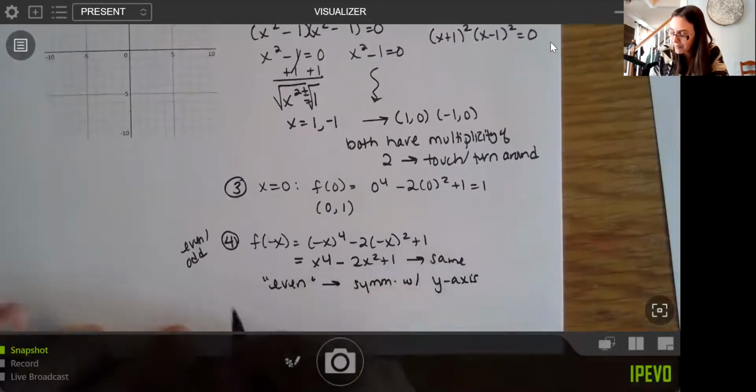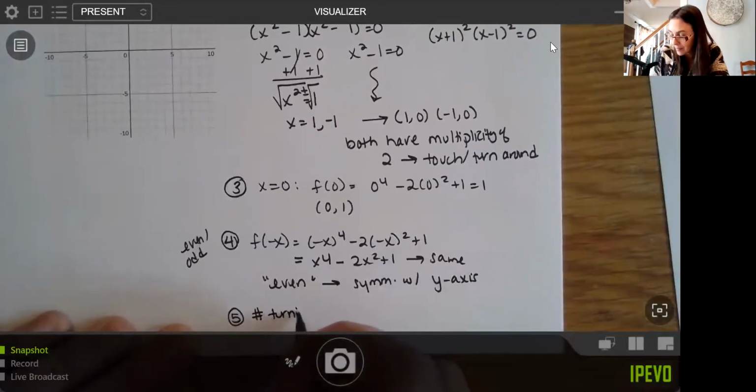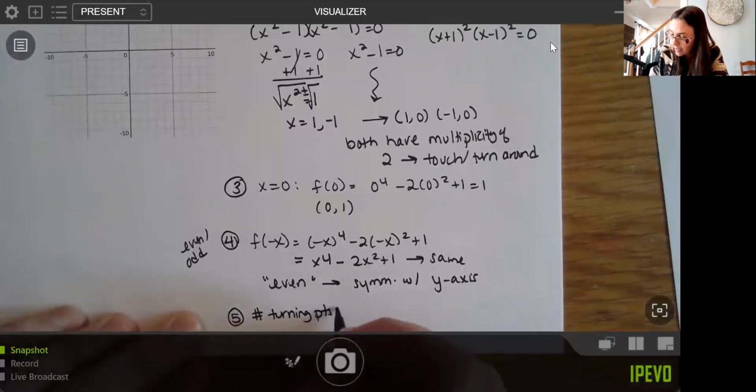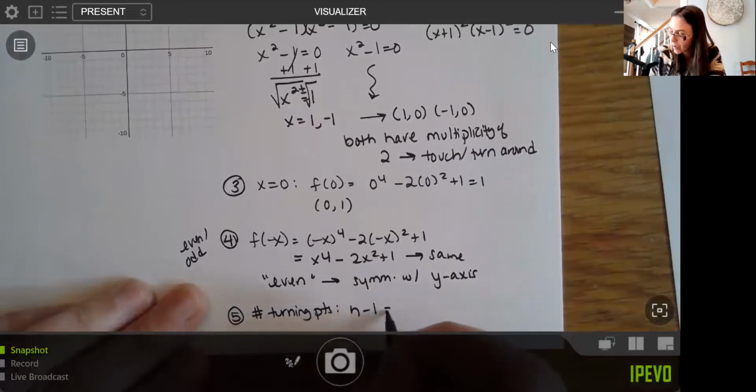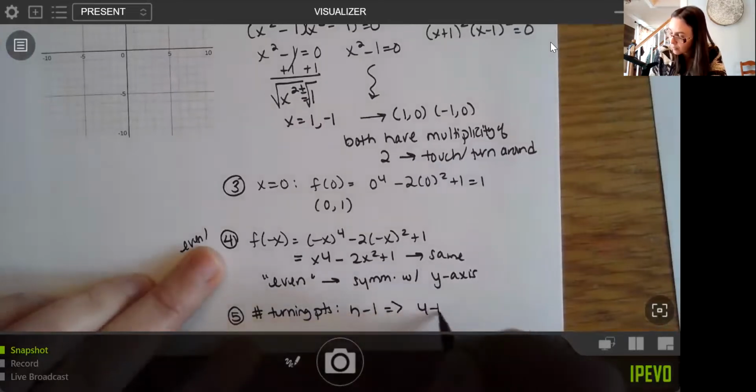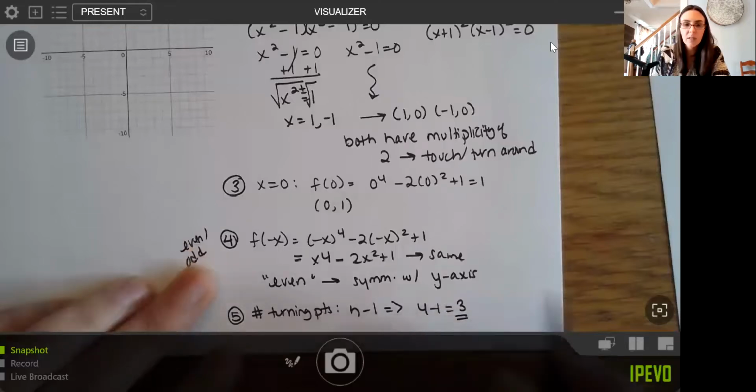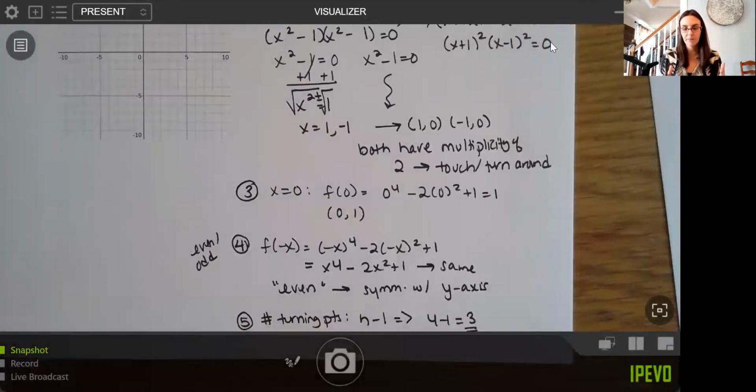And then the last thing we want to look at is the number of turning points, or max and mins. And that's n minus 1. So my n here was 4. So I can have at most 3 max and mins.